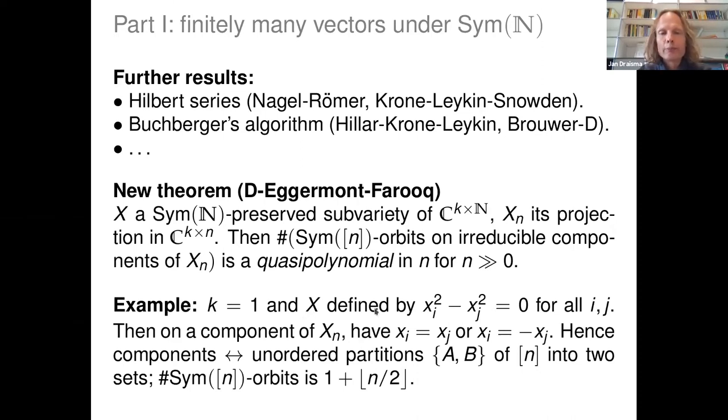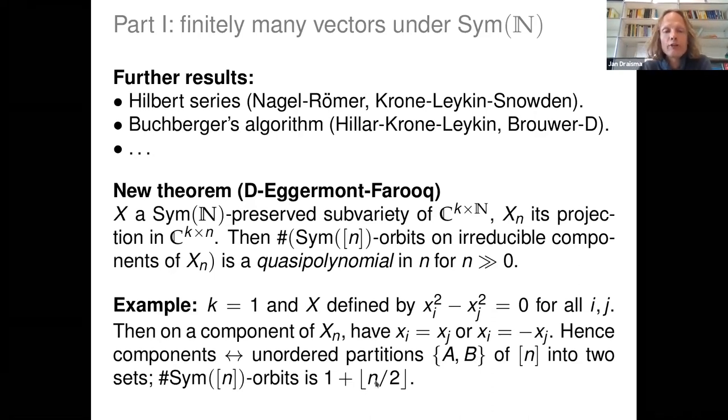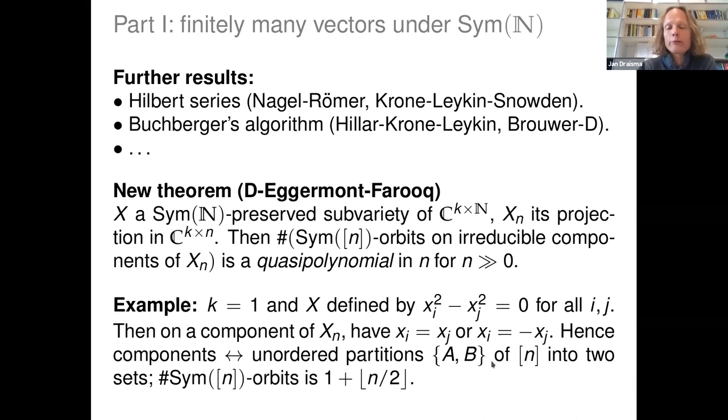If X happens to be defined by x_i squared minus x_j squared for all i and j, then when you take a component of Xn, on each of these components every variable x_i is equal to x_j or equal to minus x_j, because this polynomial factors. And that means that the variables are going to be partitioned into two sets, where here they are all equal and here they are all equal to minus the value that you had here. And as a consequence, the components correspond bijectively to unordered partitions of the numbers 1 up to n into two sets. And the number of orbits of the symmetric group on such unordered partitions, as you can convince yourself, is equal to n plus n divided by 2 rounded downwards.